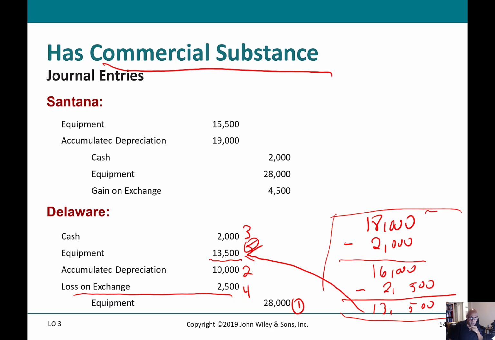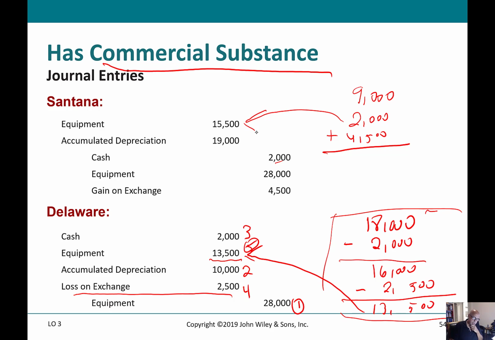Let's take a look at the transaction that has commercial substance. We're going to take the entire gain. Santana was the company that had the gain. So how do we come up with the value that they should put for the equipment? It's the book value of the assets surrendered. They gave up a piece of equipment that had a book value of 9. Then they had the cash that they gave up, 2,000, book value of assets surrendered. And then plus any gain minus a loss. If we had a loss, we add that up, and that gives us this 15,500. That's the amount that we put in for the equipment.